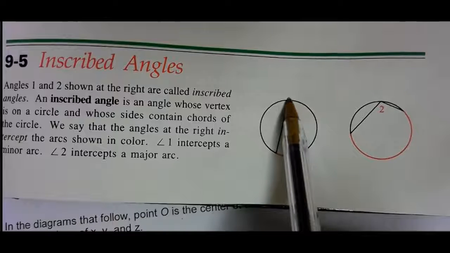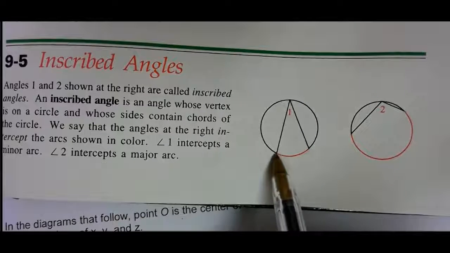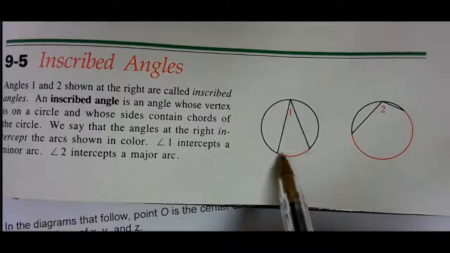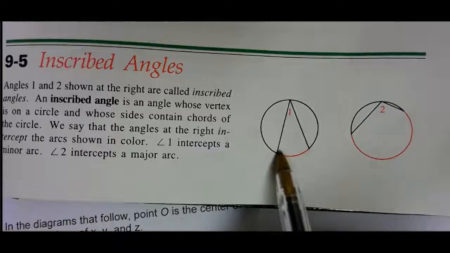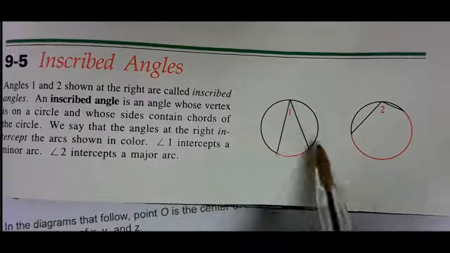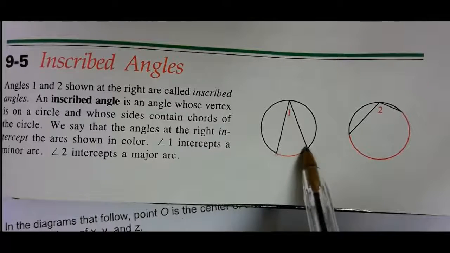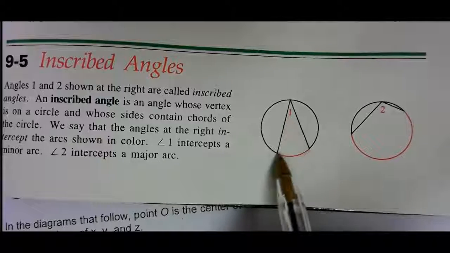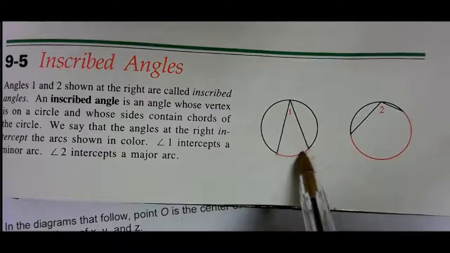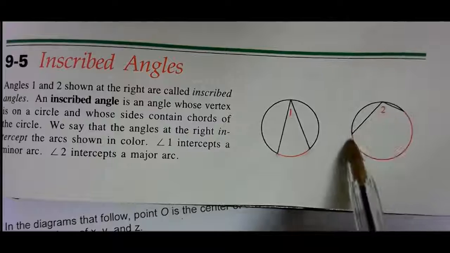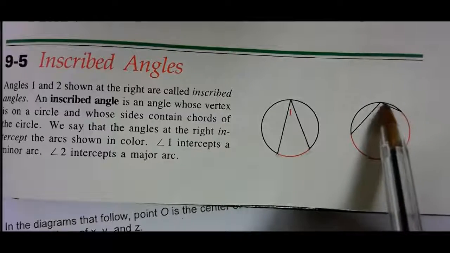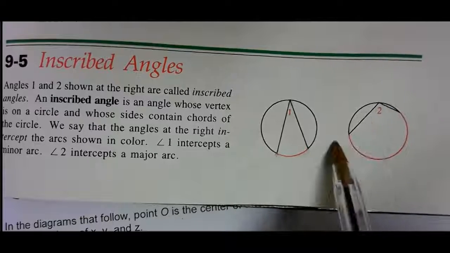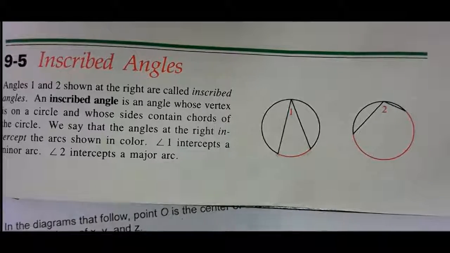We say it's inscribed in this circle, and the angle also intercepts the arc that is left from the end of one chord to the end of the other chord. So angle 1 intercepts this minor arc, and angle 2 intercepts this major arc. Again, major because it's larger than what is left, because the two sides are each chords.